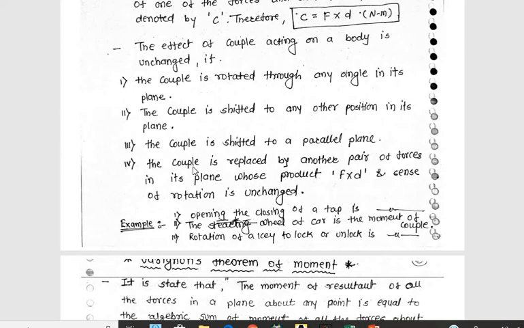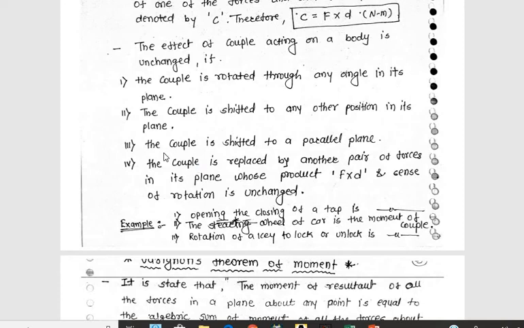Opening or closing of a tap is an example of a couple. When we open or close a tap, we apply two equal forces at some distance. The steering wheel of a car is also a moment of a couple. When we are driving a car, we put our two hands on the steering wheel. Then rotation of a key to lock or unlock. From these examples, you will be clear what is meant by couple.